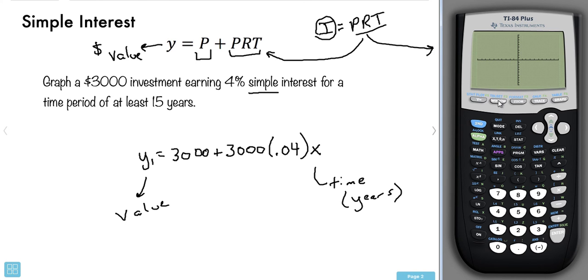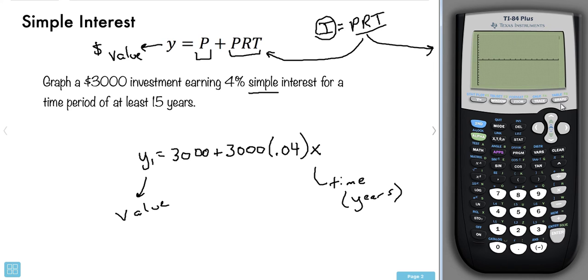So let's go in and play with our window a little bit. X represents the time in years. So when I invest this money, that would be at time 0. I'm not interested in seeing anything below time of 0. So I'm going to put 0 in for my minimum time. And for maximum time, I need to see at least 15 years. So in here, I want to put at least 15. You might want to put 18 or 20, something a little bit more. As long as you've got at least 15 years, you're good.